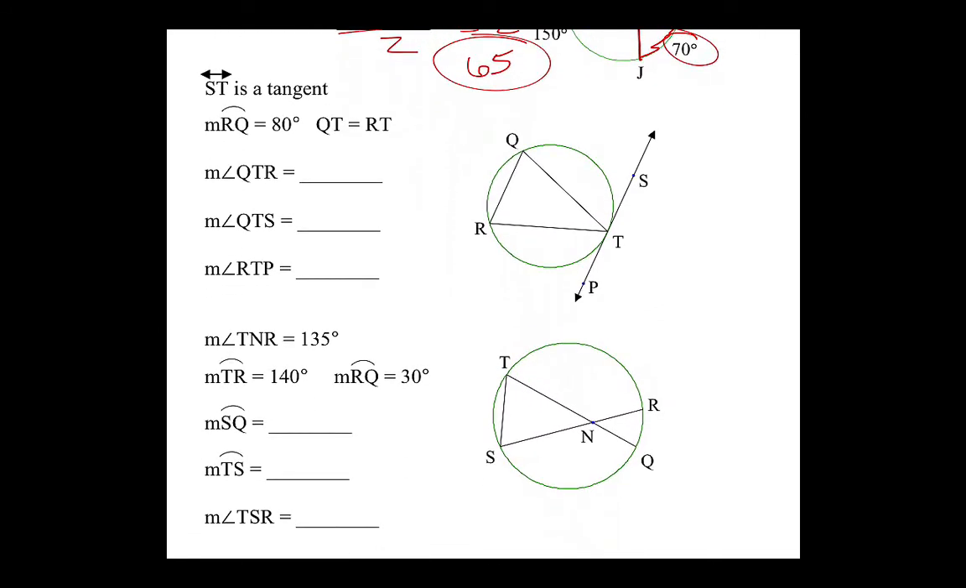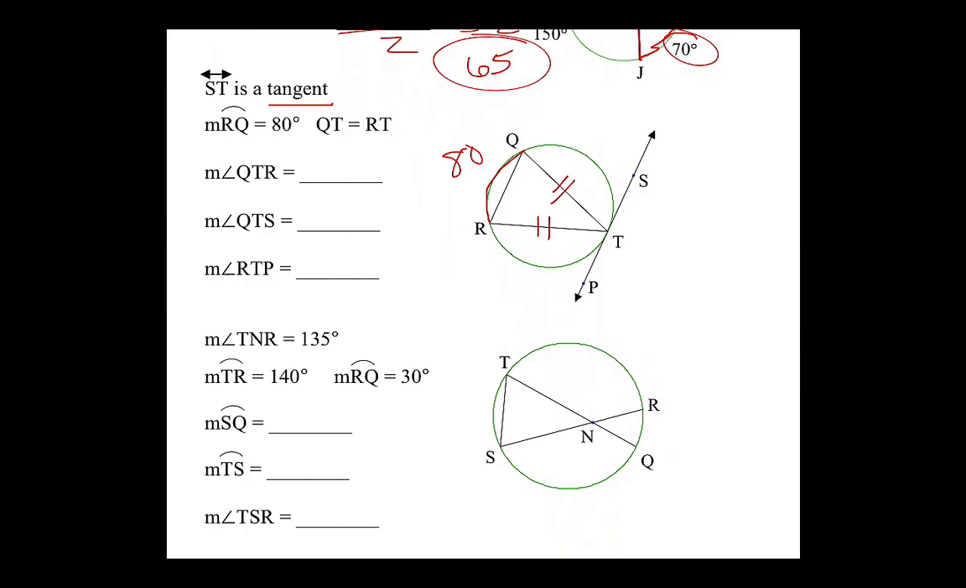So what we have to do is figure out what type of relationships I am looking at, because you're going to get lots of angles from chords and tangents and secants all over your picture, and you've got to recognize what you're looking at. So here's a good example. Line ST is tangent, that's important to understand, and it says the measure of arc RQ is 80, so from R to Q is 80 degrees, and it says QT is equal to RT. That should be enough information to help me figure these things out.